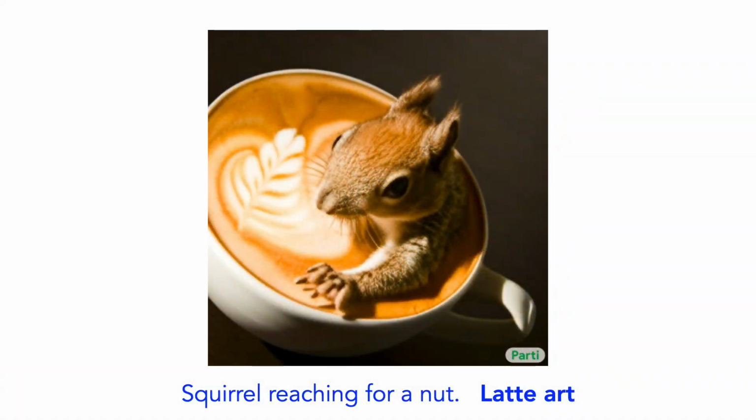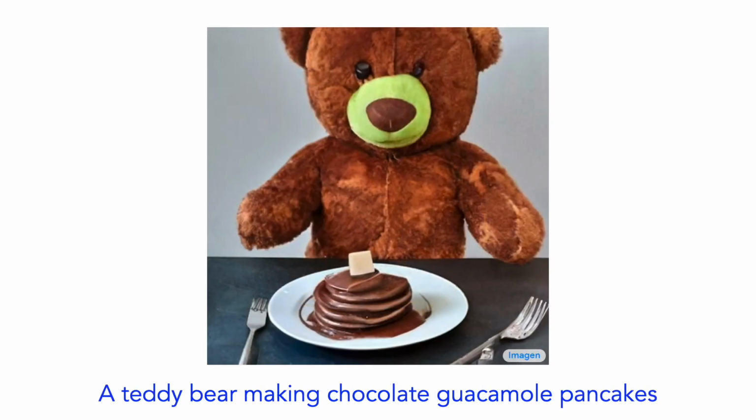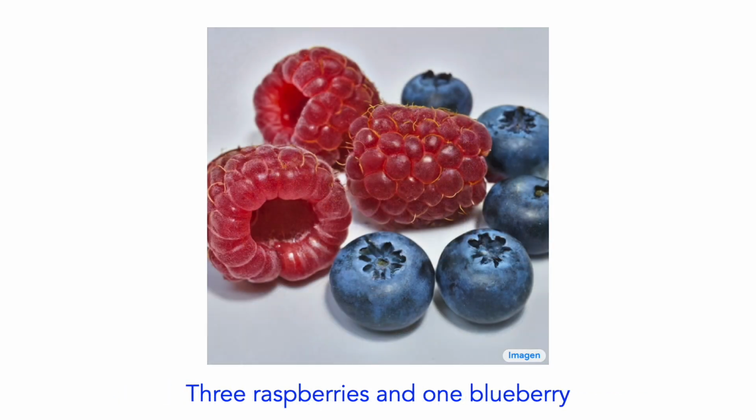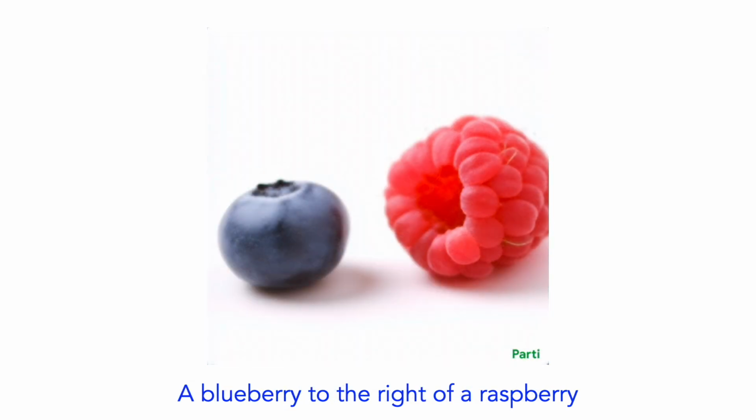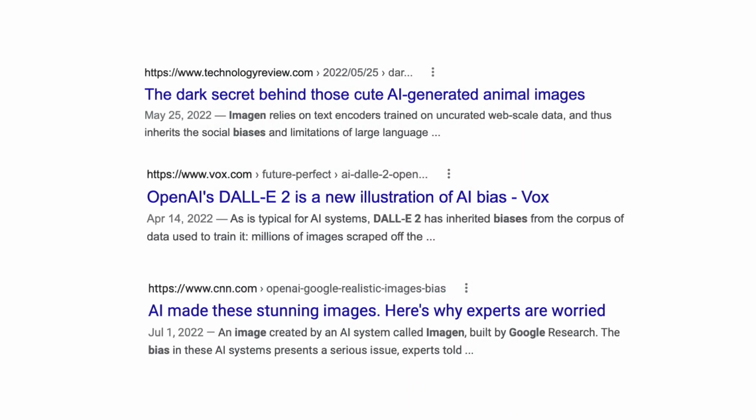Here Parti put a live squirrel into the latte. And in this example, Imagine put the avocado on the bear's nose rather than in the pancakes. They're not good at counting. This result is pretty typical. And they really struggle with spatial relations. Parti consistently swaps the left to right order for this prompt. These systems are also susceptible to bias, producing inappropriate results for some queries. This continues to be a challenge for these and other state-of-the-art AI systems.